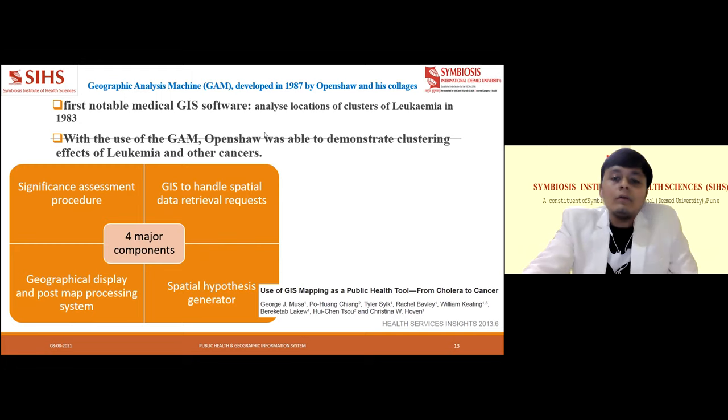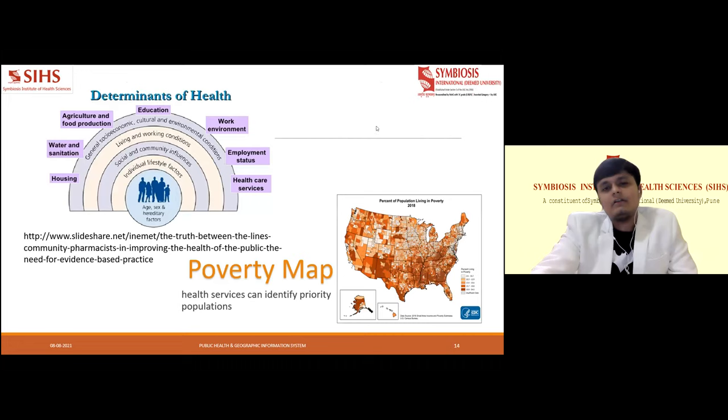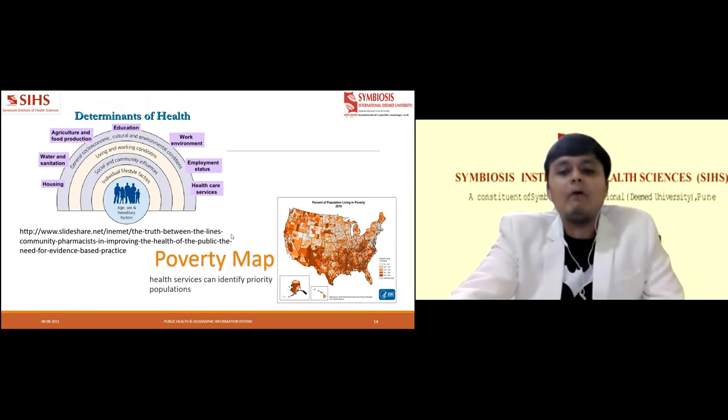Now, GIS has also been used in this domain to understand the socio-economic, cultural, and environmental determinants of health. One of the most important examples is the poverty map by the CDC or by the United Nations Development Fund. So what is the importance of a poverty map? A poverty map is also an end product of geographic information systems. Due to this, health services are able to identify the priority population, the target population to which the health system resources should be directed.